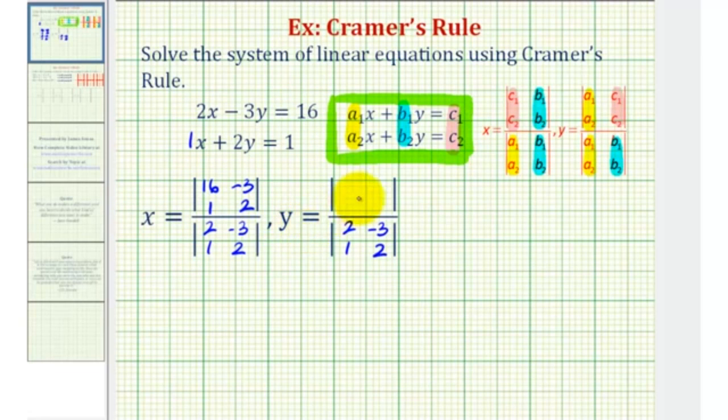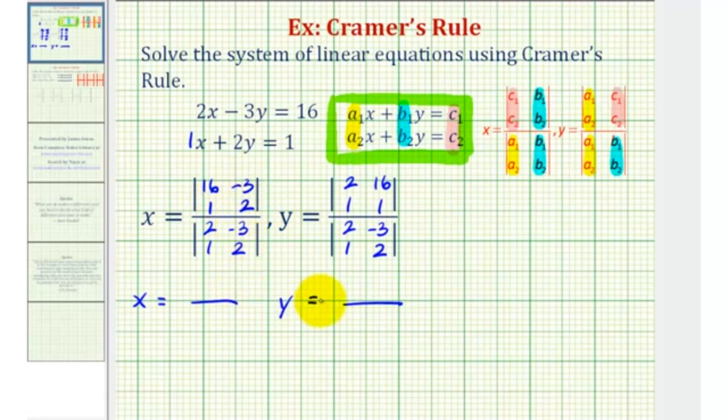And then for the 2 by 2 determinant in the numerator for y, the first column will stay the same, but the second column that contains the coefficients of y will be replaced with the constants, so we'll have 16 and 1. Now we'll evaluate these determinants, simplify, and we'll have our solution. To find the value of our 2 by 2 determinants, we'll find the difference of the product of the diagonals.